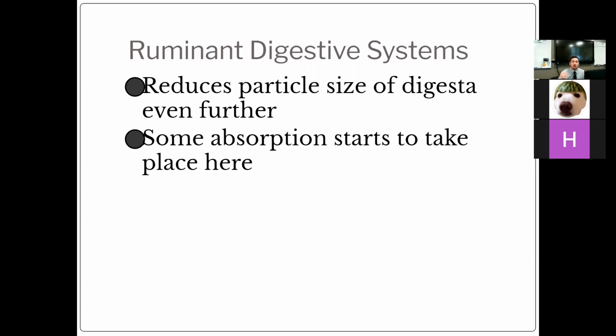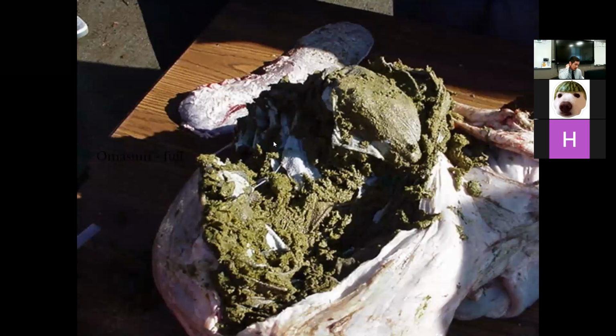So now that that particle size is fermented enough where it can be kind of broken down, the omasum is going to grind it to the point where it can be absorbed in the abomasum. And there is some absorption that's going to start here, but most of that's going to take place in our next part of the stomach.